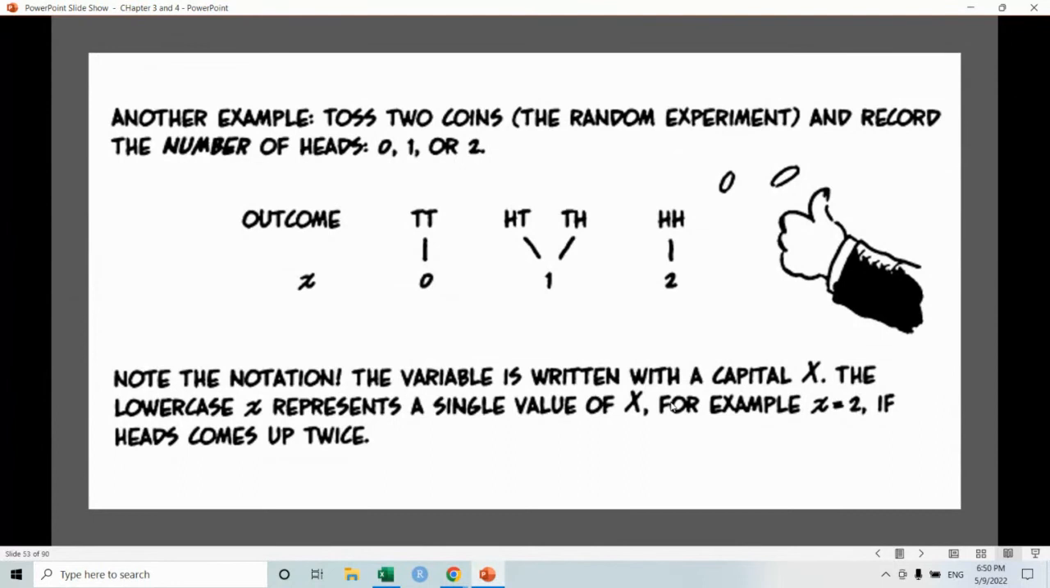Another example would be to toss 2 coins, the random experiment, and record the number of heads: 0, 1, or 2. So 2 tails would be 0. If we got either heads and tails or tails and heads, it would count as a 1, or 2 heads would count as a 2. So note the notation. The variable is written with a capital X. The lowercase x represents a single value of x. For example, x equals 2 if heads comes up twice.